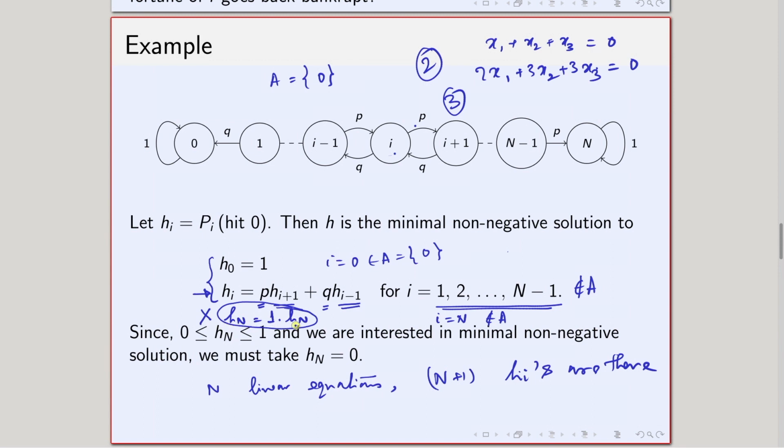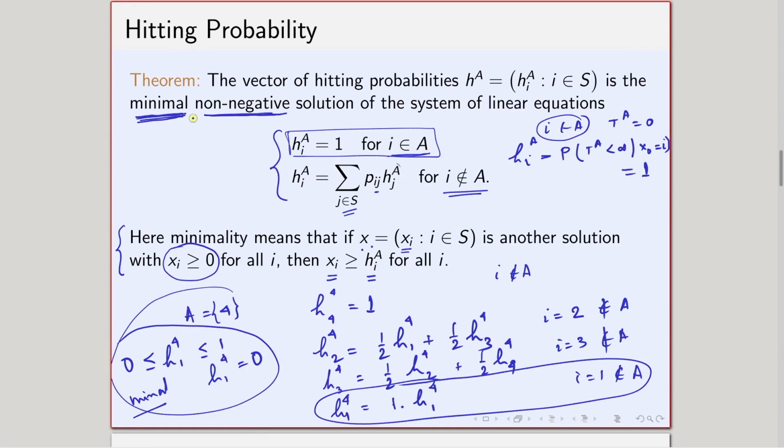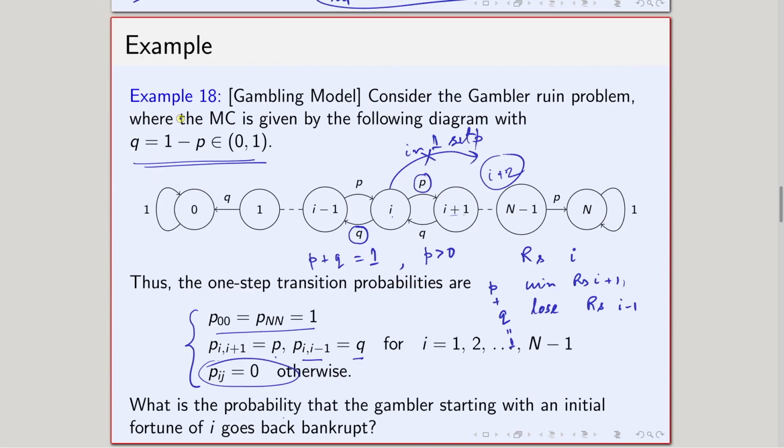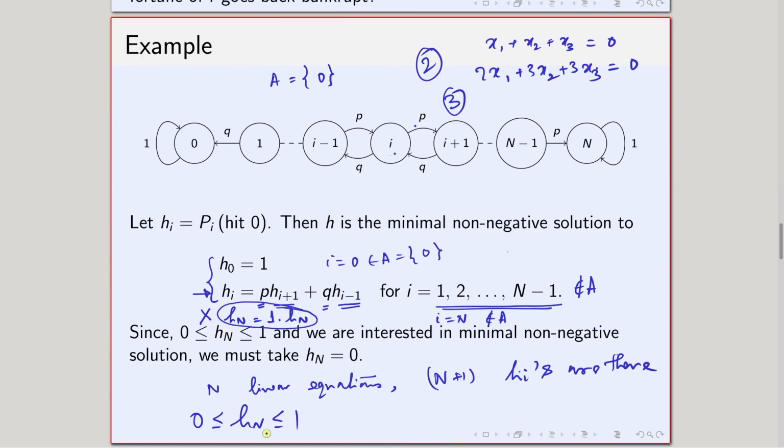Notice that hn can take a value between 0 and 1. If I need to choose a value of hn, it has to be the minimal value because of this minimality condition here, and that means I have to take hn equals 0 only.